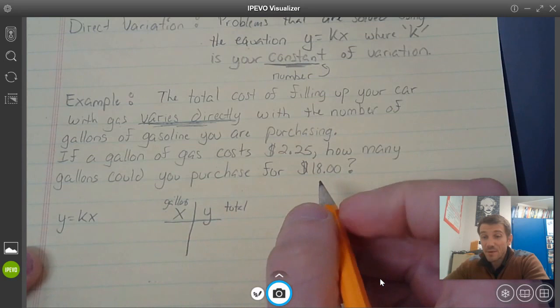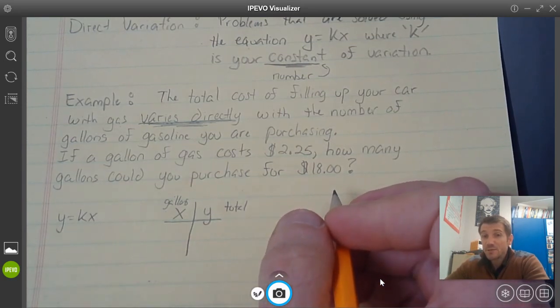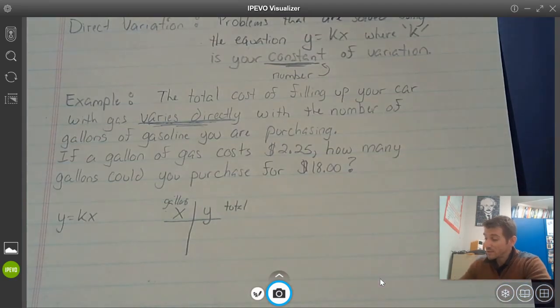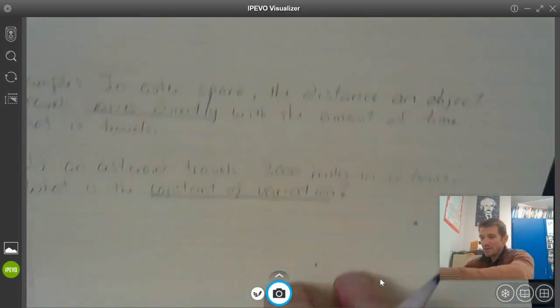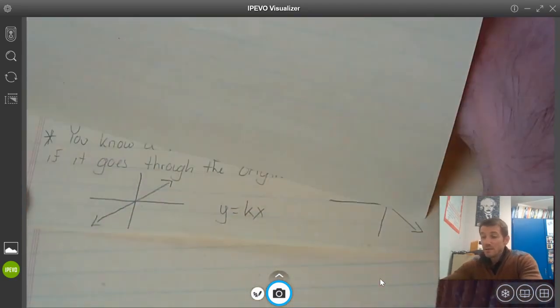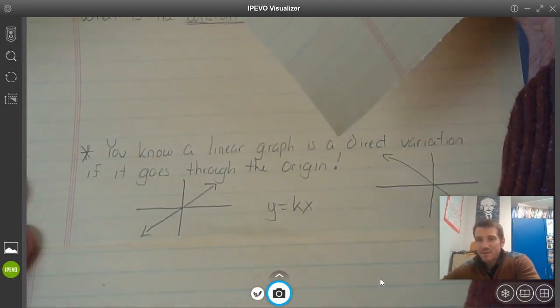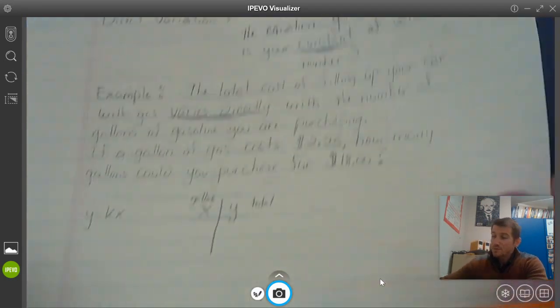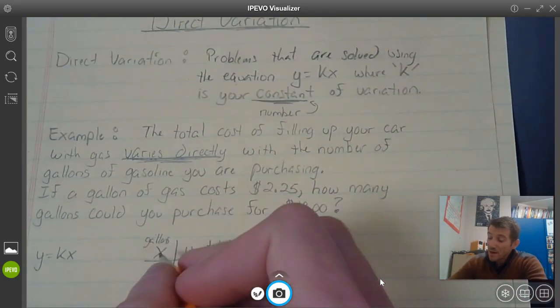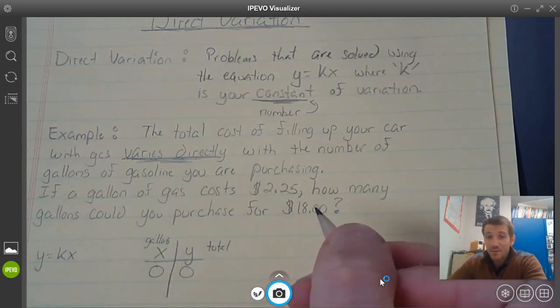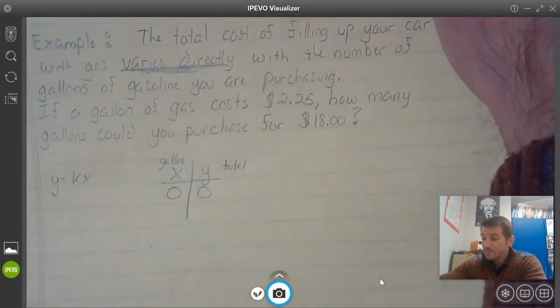So, something nice about every direct variation, you know it's a direct variation if it goes through the origin. And you're going to notice I put a little note way at the bottom of our notes today. You know a linear graph's a direct variation if it goes through the origin. So if I bought 0 gallons of gas, my total better be 0. It's directly related to each other.